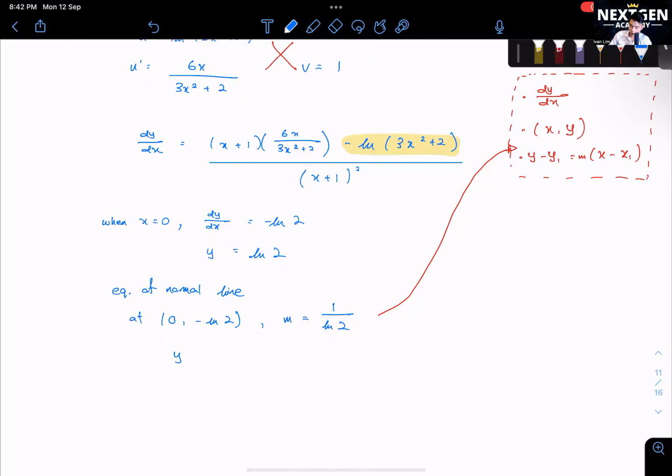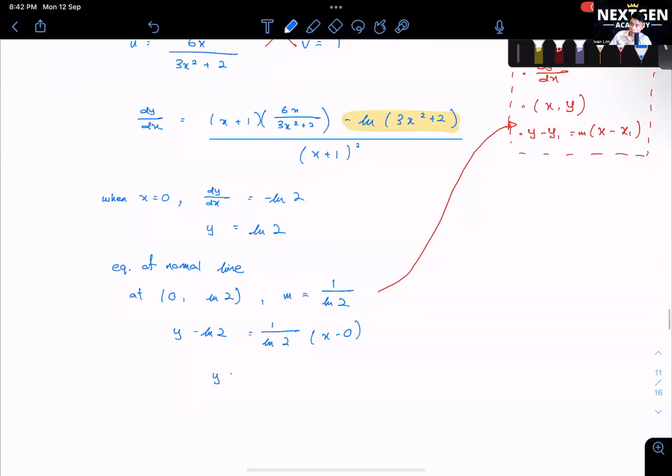So y minus y1, oops, this is plus ln 2. Y plus ln 2 equals 1 over ln 2 times x minus 0, which gives y equals x over ln 2 minus ln 2. So this is my equation of the normal line.